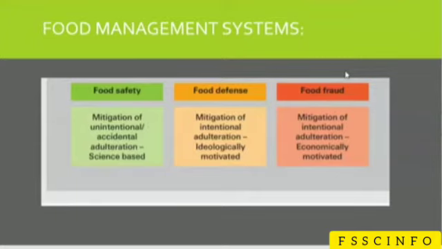The second one is food defense. Food defense, which will be in the next lecture, is the mitigation of intentional adulterations. Intentional means that someone wants to do something wrong with the food, but it is ideologically motivated. What is ideologically motivated? It means that a gentleman or lady or some institute or firm or company wants to make someone, for example, sick. So it is intentional and ideologically motivated. They cannot get a profit out of it, but they want to make us sick.